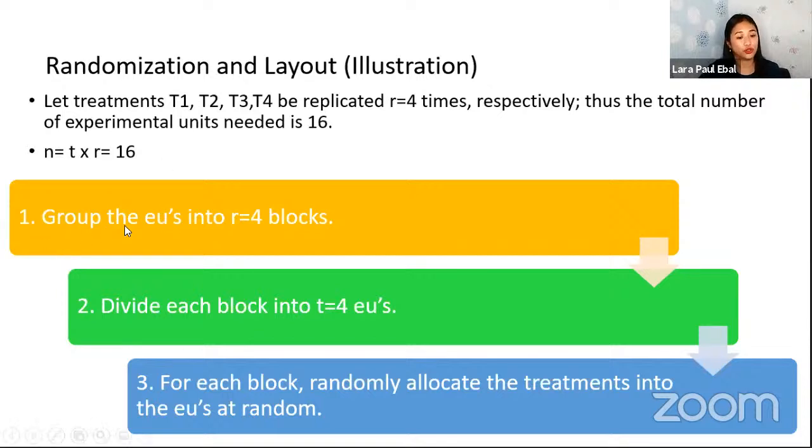Now, we have to group these experimental units into 4 blocks. So we now do the grouping. Each block should be homogeneous. And then divide each block into T experimental units. So 1 block has 4 experimental units, since we have 4 treatments. For each block, randomly allocate the treatments to the experimental units. Take note that it is not simply a direct application of treatments. You really have to randomly assign these treatments within each block.